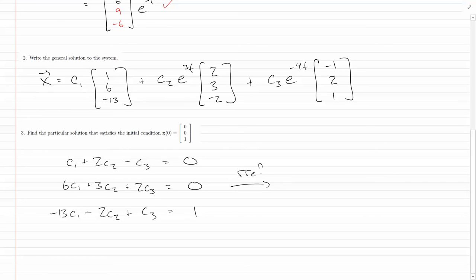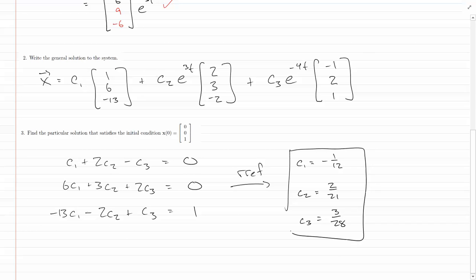So you can take that system and RREF it. If you do that, I get c1 is -1/12, c2 is +2/21, c3 is 3/28. So you plug those constants into the general solution, and that would give you the particular solution to this initial value problem.